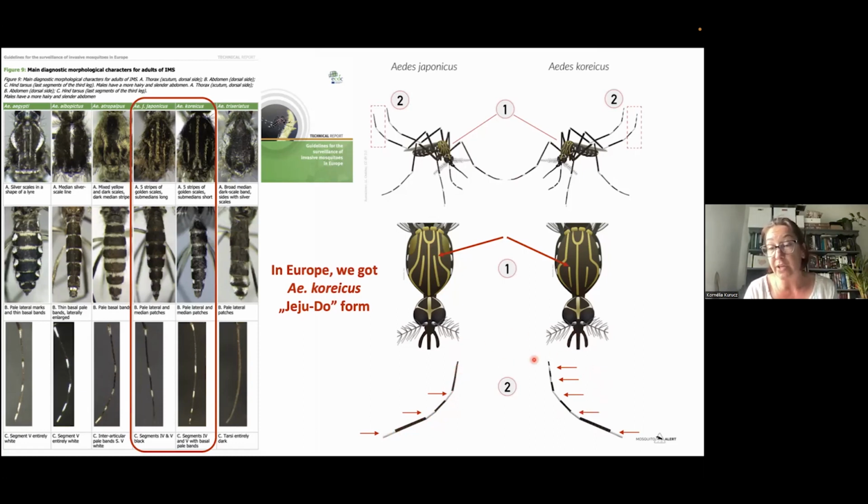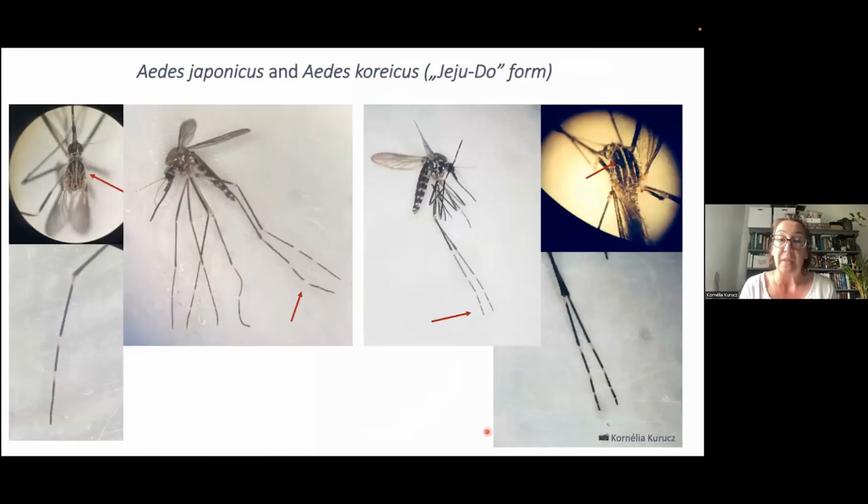Compared to the Kornélia that arrived in Europe, we can see white rings on all 5 segments of the end of the hind leg. Okay, so I think most of us know Kornélia with morphological characteristics like that, but that's the tricky part when we talk about the other form.